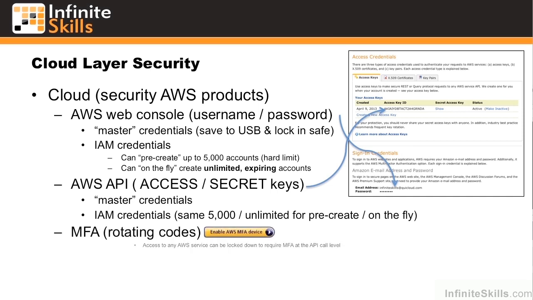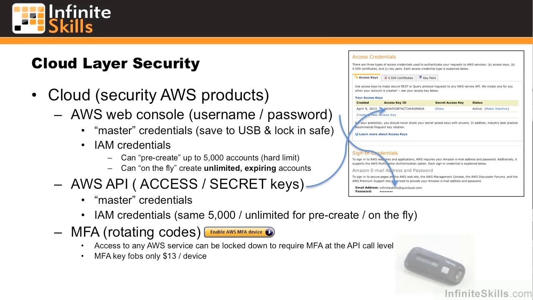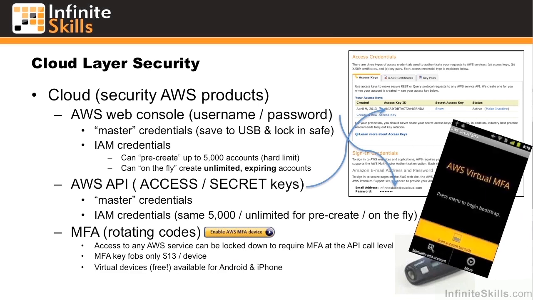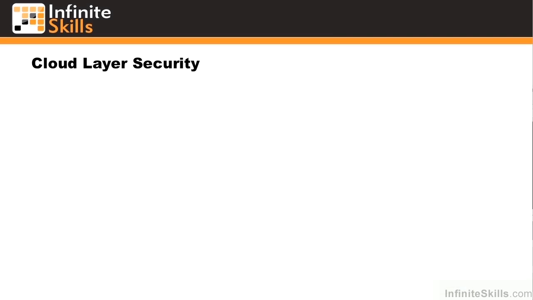We can lock down access to individual API calls with what's called MFA or multi-factor authentication. These are essentially little key fobs that you pass out to individuals in your organization. The key fob has a rotating number on it that requires you punch the number in when you access the code. Amazon also provides apps for iPhone and Android, and you can download virtual MFA appliances for free. The key fobs themselves are only $13.